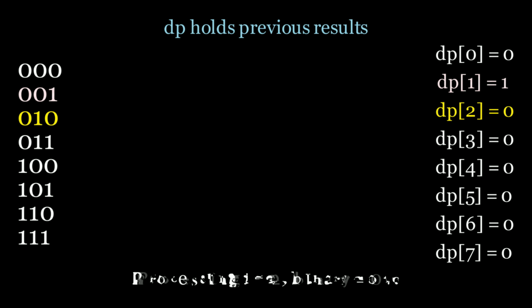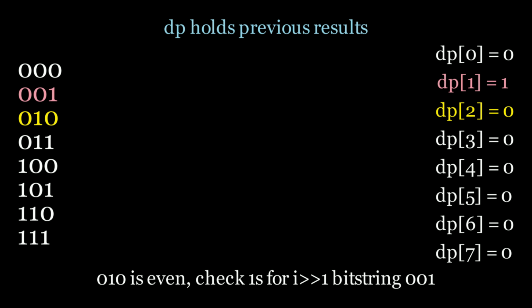Now in this case, we're processing 2, which is 0, 1, 0. Now this is an even number, right? And so how do we calculate the number of ones for an even number? Well, what do you realize? 0, 1, 0 is actually just 0, 0, 1, but shifted over by 1, right? So anytime we deal with an even number, you could just essentially look at the bit string that's shifted over 1 to the right, and you're going to have the same exact number of ones as that bit string.